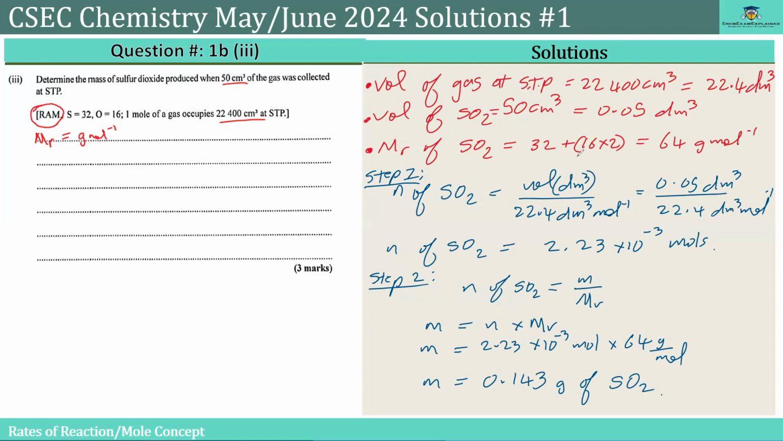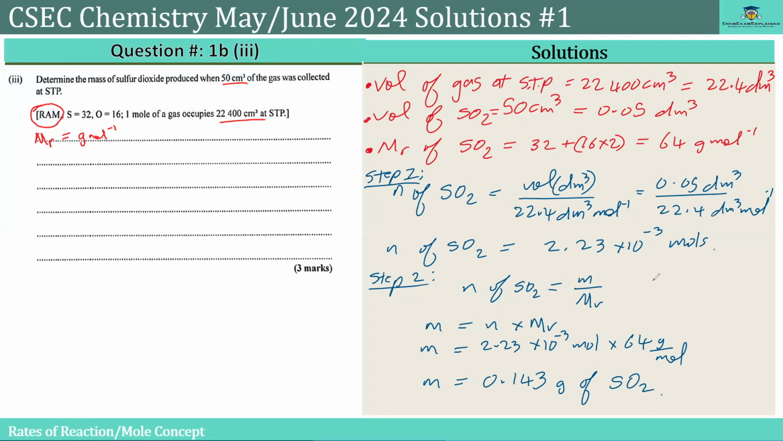We can now move ahead to find the mass of sulfur dioxide, but before we do, we need to calculate the moles of SO2 first. So we're going to use the formula. Mole of SO2 is equal to volume in dm³ over 22.4 dm³ per mole. So we have our volume to be 0.05 dm³ divided by 22.4 dm³ per mole.